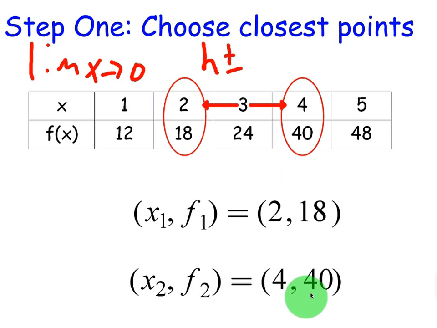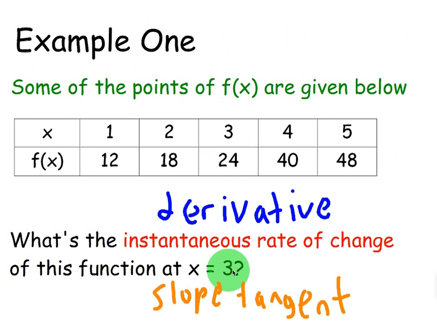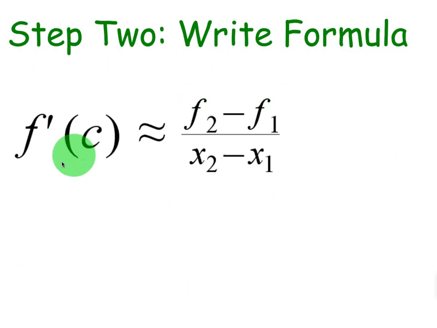To find the slope of those 2 points, we just use the formula that we're used to, which is y2 minus y1 over x2 minus x1. But for this particular example, we are estimating the derivative. And remember, the derivative of a function, we use f prime. Now c is just some value in general. In this case, c is going to be 3 because we're figuring out the derivative at 3. But this is the general formula. So basically what we're saying is the slope of the secant line around this value is approximately equal to the derivative at that value.